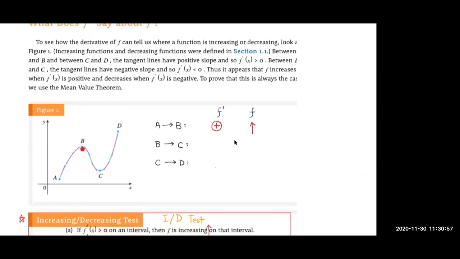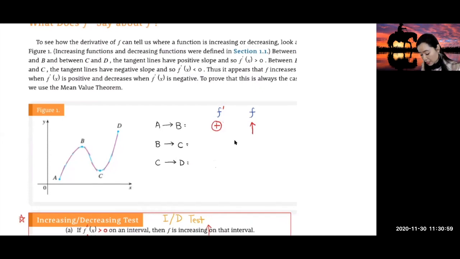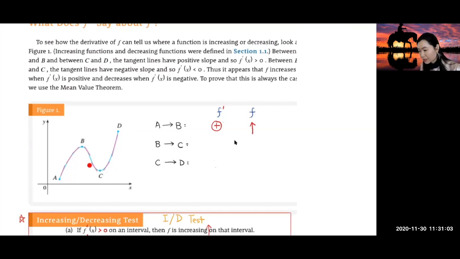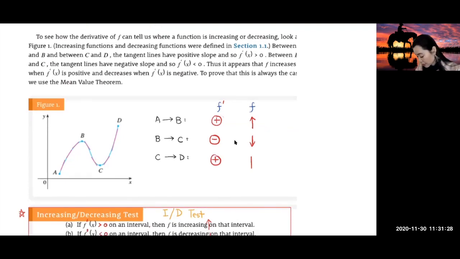Now what about from B to C? I draw the tangent line here. You see it is falling from left to right, so the slope of the tangent will be negative. And you see the function is decreasing, going down. From C to D, again, the slope of the tangent will be positive because it's rising from left to right. So positive, and the function is going up, it's increasing.